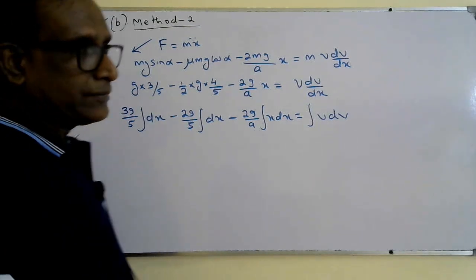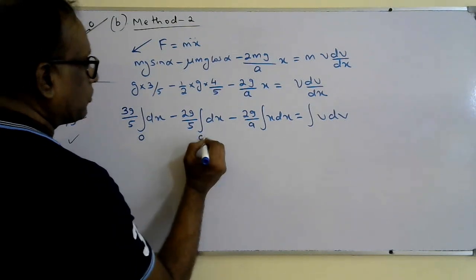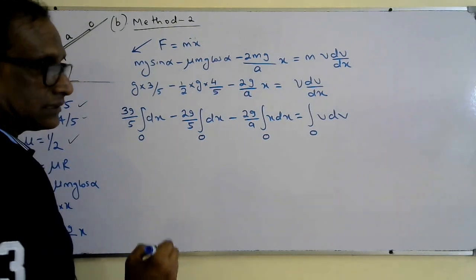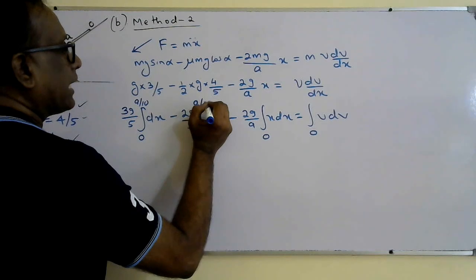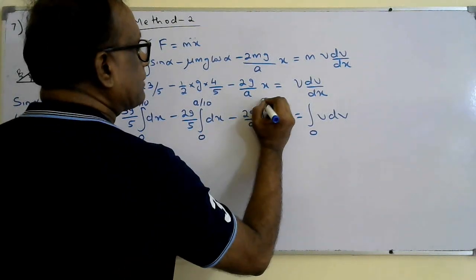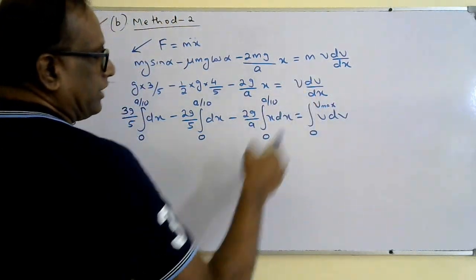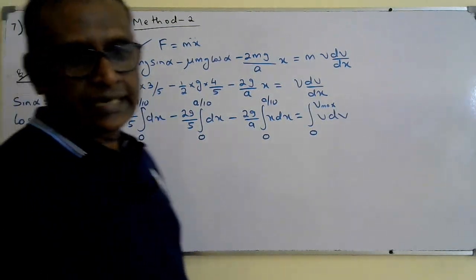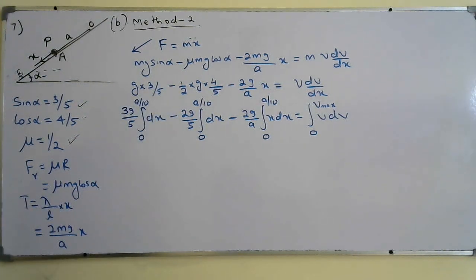Okay, we are going to find the maximum speed. When x was 0 initially at point A, the speed is 0. When x equals a by 10, we already found that, the maximum speed occurs, the v becomes v max. The limits are 0 to v max, and 0 to a by 10. Okay, now we'll integrate it. We'll end up with the final answer. I don't think there are any careless mistakes. Yeah, right, okay. So we'll continue.